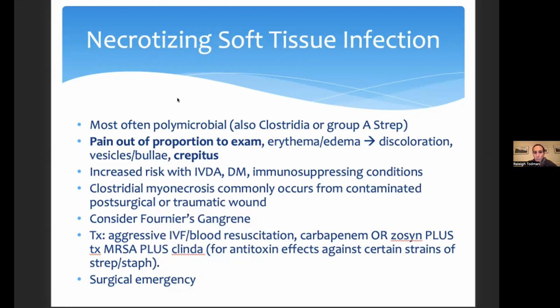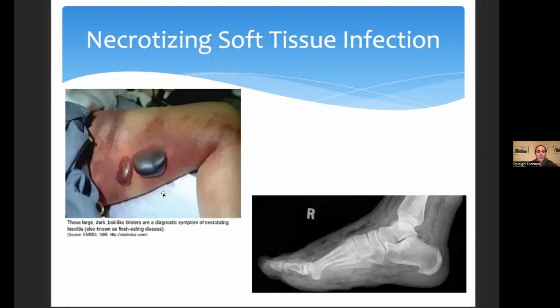Increased risk with IV drug abuse, with diabetes and other immune suppressing conditions. If this infection comes from a traumatic wound or a post-surgical wound, Clostridium is often the cause. Consider Fournier's gangrene. And then treatment is very broad antibiotics with IV fluids, blood products if needed, and is considered a surgical emergency. Here's some terrible bullae and erythema that's maybe going up and becoming a Fournier's. And here's an x-ray with some gas, subcutaneous gas, which is also a pretty bad sign.